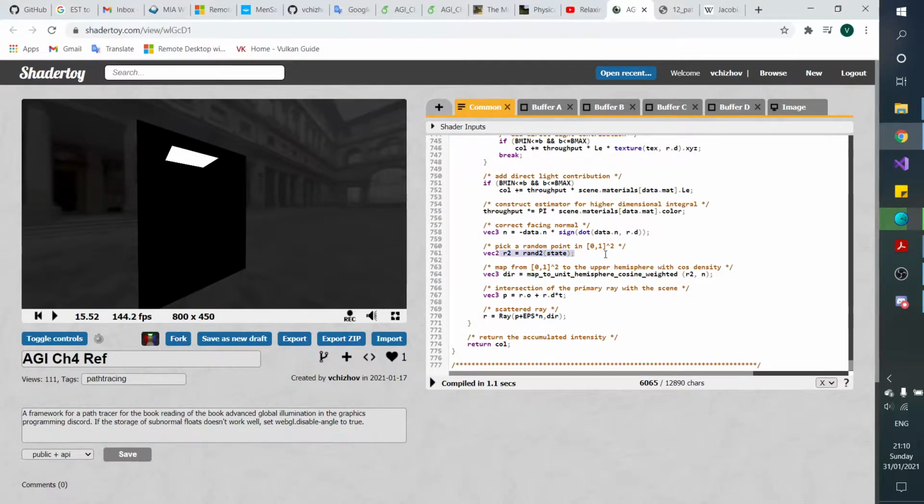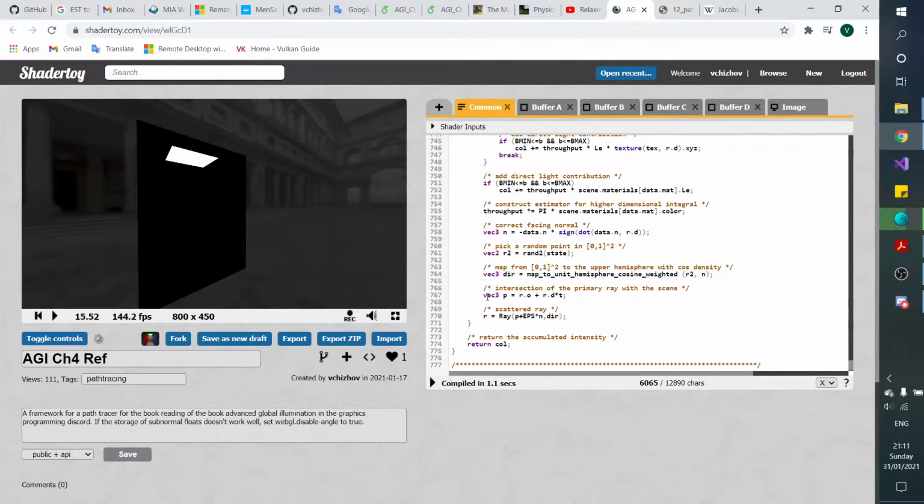Here's the generation of the random point. Here's the mapping. This dir is psi, which is cosine weighted. We have a cosine weighted mapping here, so it's given a normal and the random point and it returns you psi. We also have the throughput evaluation. Since everything's Lambertian in the scene, this is just a constant, so just the color multiplied by pi. Pi comes from the density, and the cosine from the rendering equation cancels the cosine from the density of the mapping.